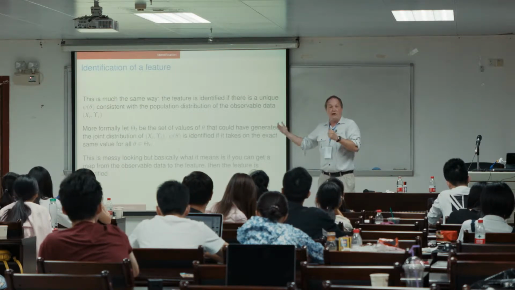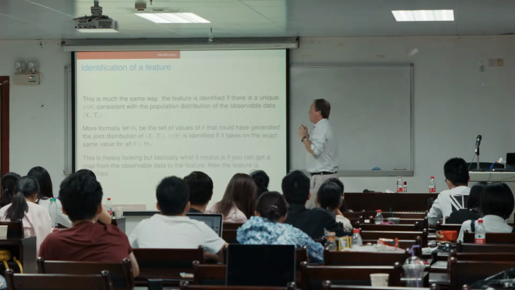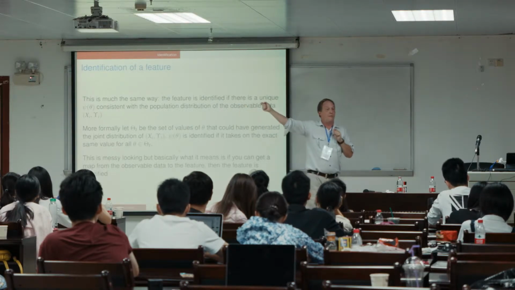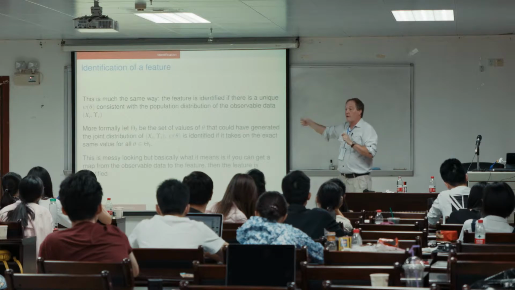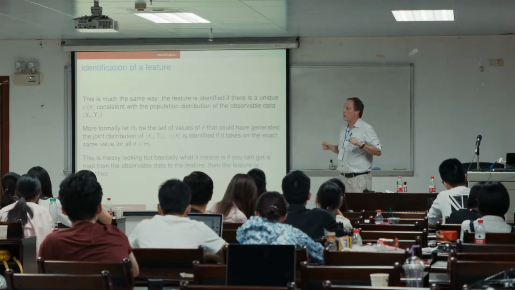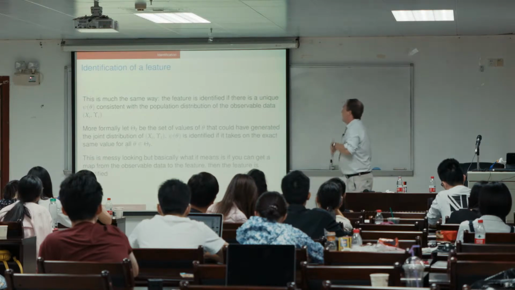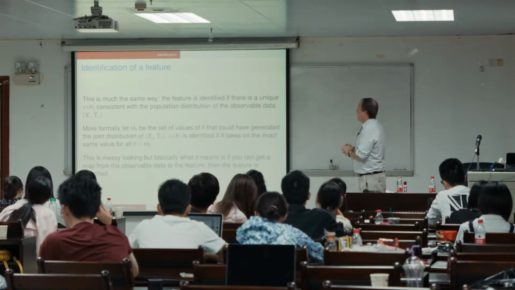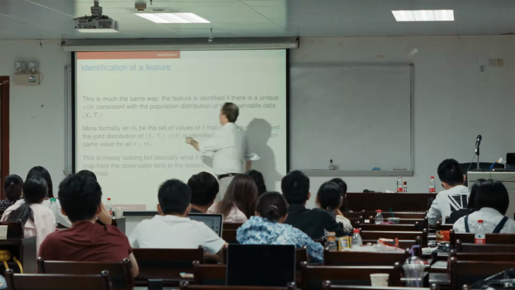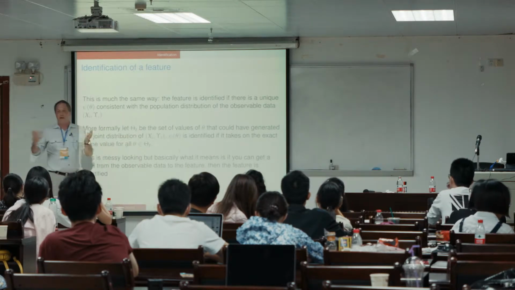So in everything that I'm going to do going forward, to show that a feature of the model is going to be identified, I'm going to show that it's a function of the observable data. Okay? So if I can show that this is a function of the observable data, then it's going to be identified. More formally, you can let theta sub I be the identified set.